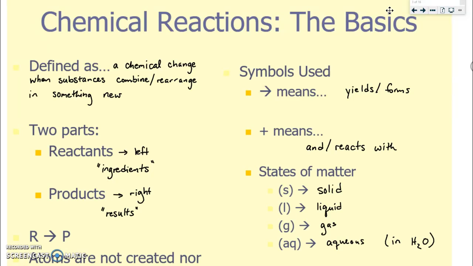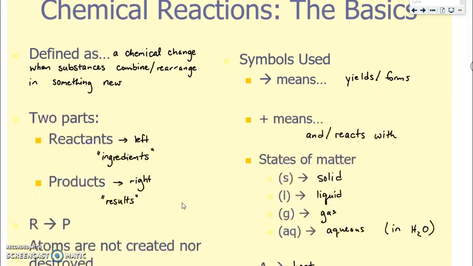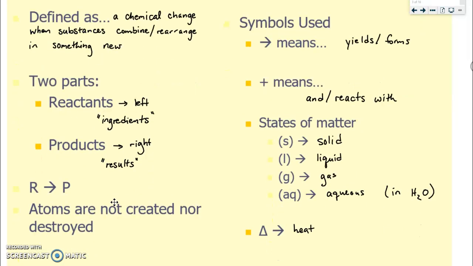A chemical reaction is defined as a chemical change when substances combine or rearrange into something new. All reactions have two parts, reactants and products. The reactants are found on the left side of the arrow in a reaction, and the products are found on the right side of the arrow. Your reactants are like your ingredients, and your products are the results. We always go reactant to product, that's what the R to P stands for, and atoms are not created nor destroyed, so we're going to have to balance our equations out.